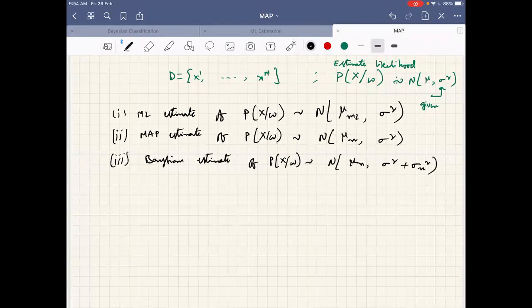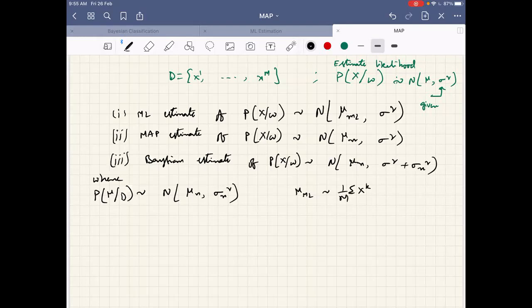So where does this sigma n square come from? Can one of you tell? Here P of mu given D is normal with mu n comma sigma n square. And mu ML is, anyway, you know, the sample mean. Is this clear or not?